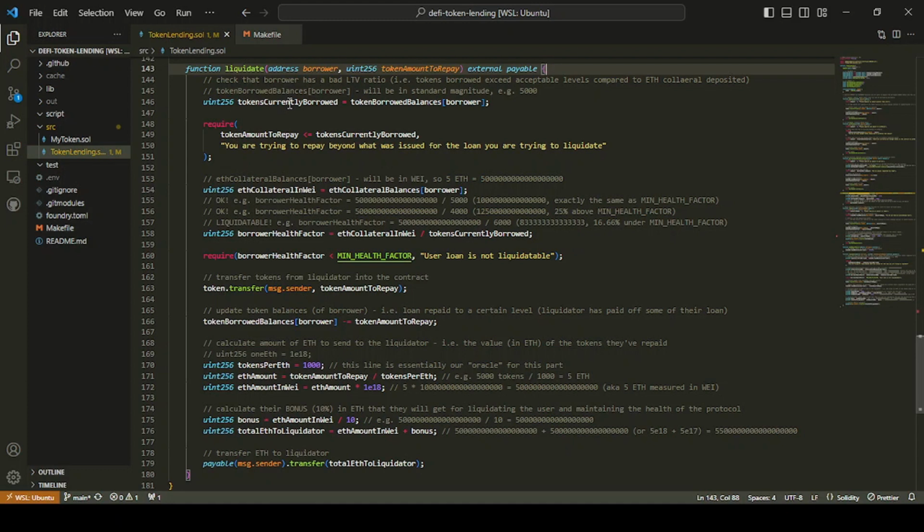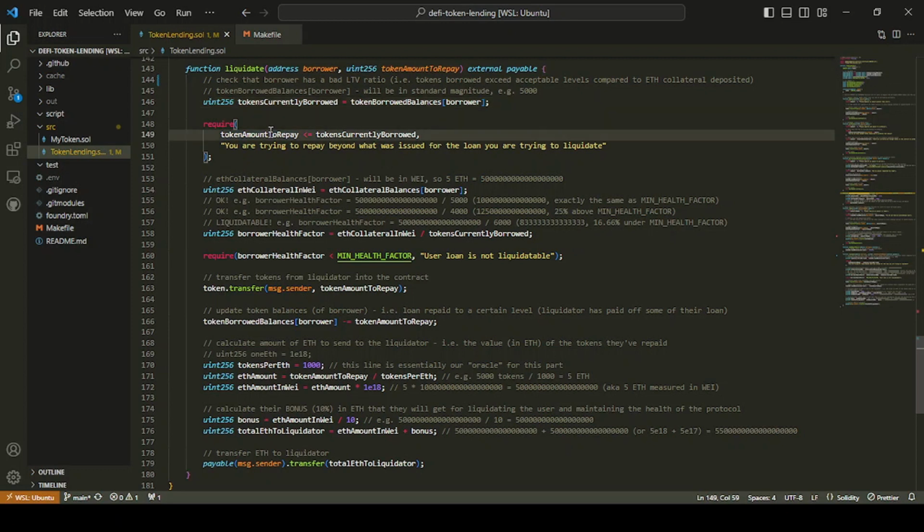So tokens currently borrowed. What it does here, what's the comment I have here? Check that the borrower has a bad loan to value ratio, i.e. the tokens borrowed exceed acceptable levels compared to ETH collateral. Have I spelled it wrong? Collateral deposited. Token borrow balances will be in a standard magnitude, so it's just going to be 5,000 returned there, okay? So tokens currently borrowed, and we look for the token borrow balances of the borrower, and that will bring back how many they've borrowed.